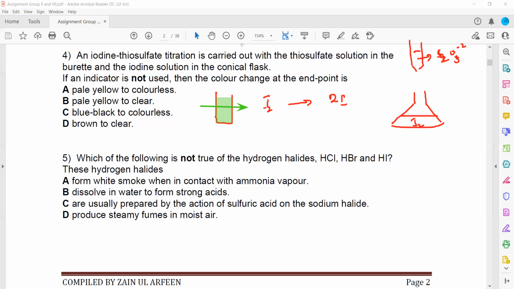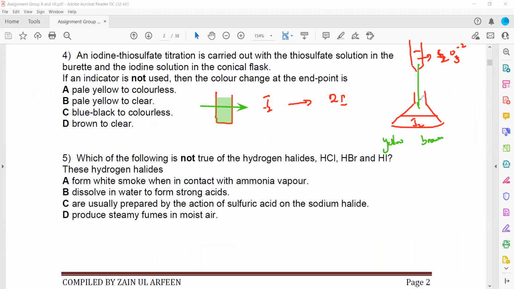So in the question they're asking, if an indicator is not used, then what is the color change. First we have to identify that in the presence of iodine it will be yellow, or brown is acceptable, but orange is also there. It depends on the concentration: at low concentration yellow, at high concentration brown or orange, both acceptable.